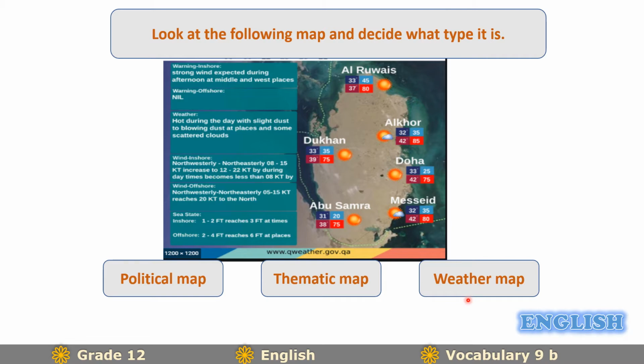So, according to you, what type of map is it? Is it a political map? Excellent. Of course, no. Is it a thematic map? Undoubtedly, no. So, this map is, of course, a weather map. Very good.